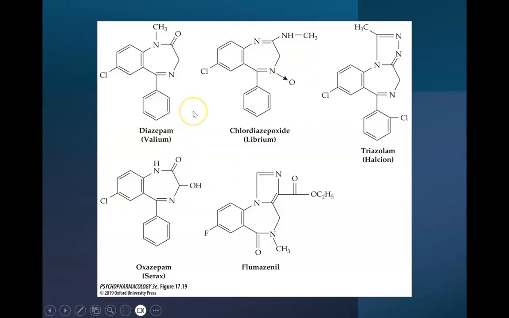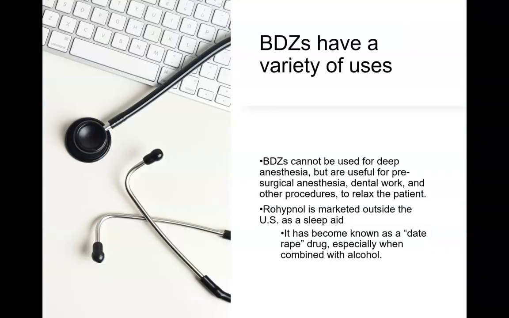So here you can see a few different chemical structures of these different benzodiazepines. Diazepam, better known as Valium. Here's Librium, triazolam or Halcion, and then oxazepam or Serax. They all have a pretty similar chemical structure. Now, benzodiazepines have a variety of different uses. Whereas barbiturates can be used for anesthesia, benzodiazepines really can't. They're useful for pre-surgical anesthesia, dental work, or other procedures to basically relax the patient.